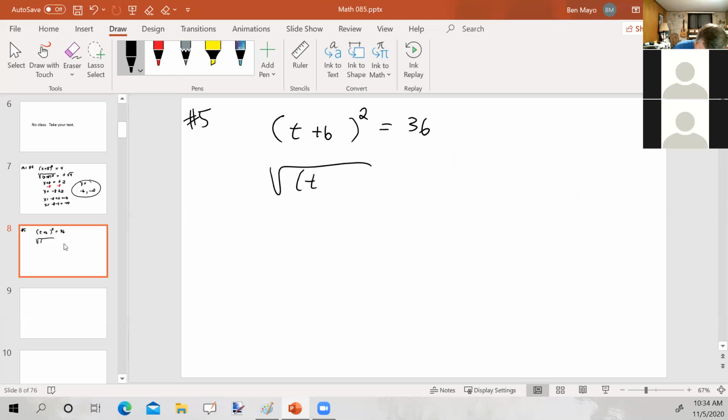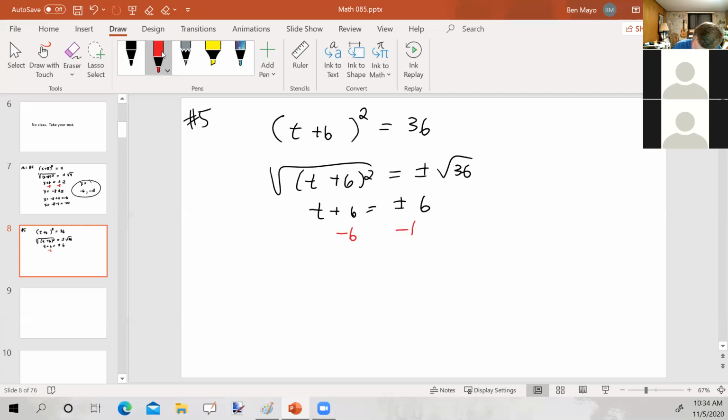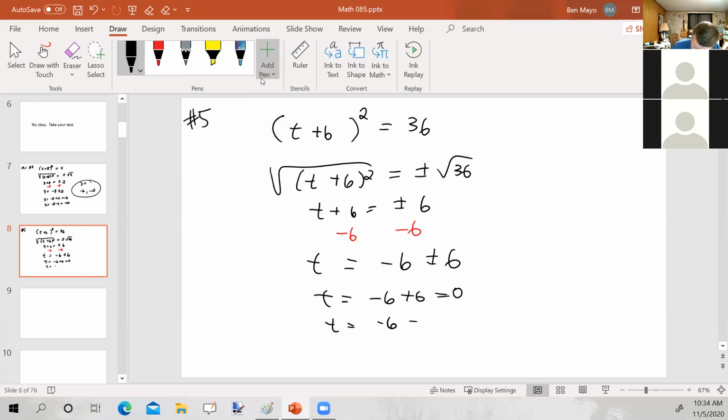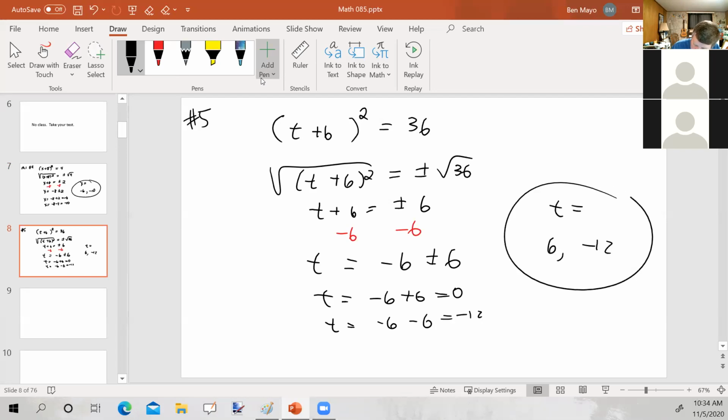So we'll take the square root of both sides. And we'll get t plus 6 equals plus or minus the square root of 36 is 6. Then we'll subtract 6 from both sides of the equation. So t equals negative 6 plus or minus 6. So t equals negative 6 plus 6 would be 0. t equals negative 6 minus 6 would be negative 12. So t equals 0 or negative 12 would be your 2 solutions. Okay. Any other questions?